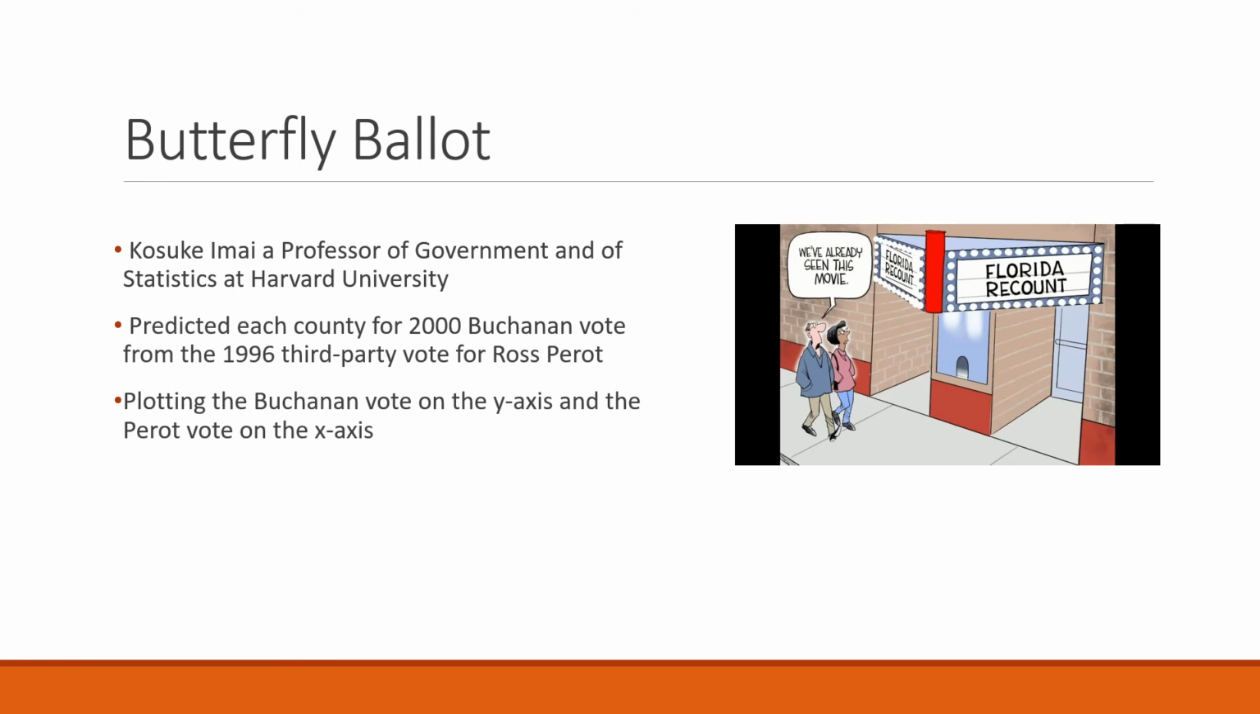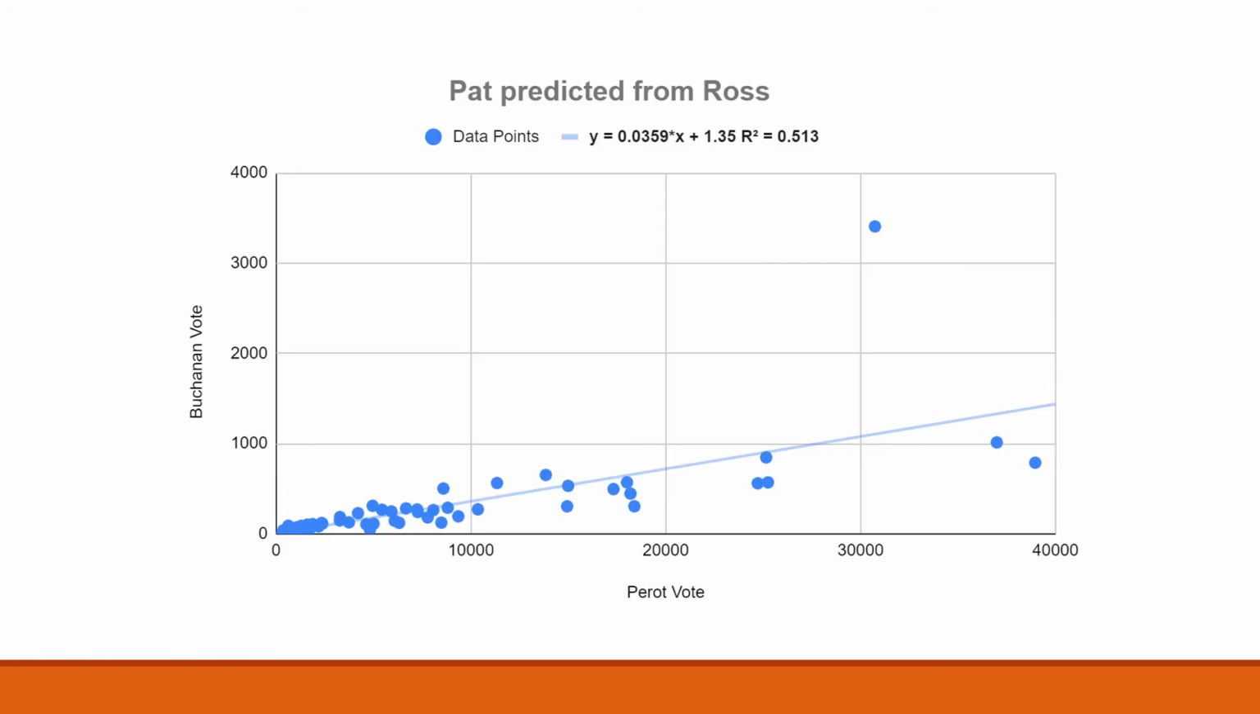We look at a study done by Kosuke and Mai, where he predicted each county's 2000 Buchanan vote from the 1996 third-party vote for Ross Perot. He did this by plotting the Buchanan vote on the y-axis and the Perot vote on the x-axis. So we have our line graph predicting the Buchanan vote by our x-axis Perot vote, and we find that there's a big outlier for Palm Beach.